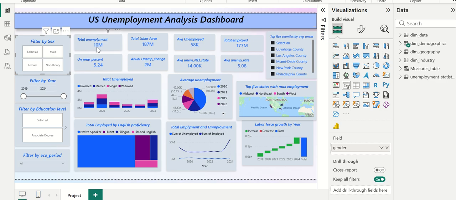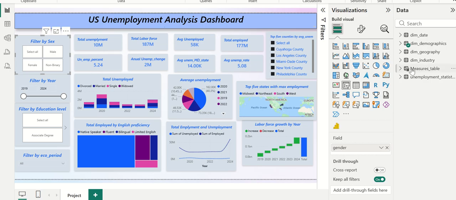Here I created KPIs using cards like total unemployment, total labor force, average unemployed, total employed, unemployment percentage, annual unemployment change, average unemployment in Maryland state, average unemployment rate. So these are the KPIs for this dashboard, for this analysis.